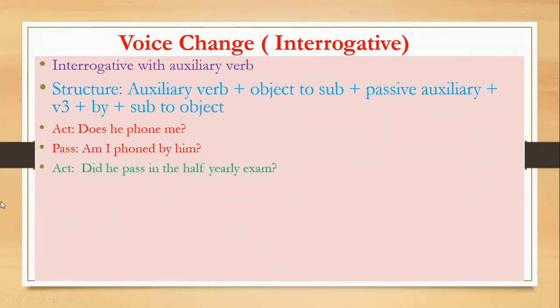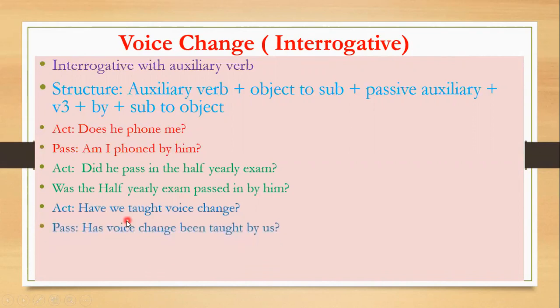Another active voice: Did he pass in the half yearly exam? It's written in past indefinite tense. You know, at the time of past indefinite tense, you should use was or were at the time of voice change. That's why I have taken was, because the object is third person singular. Was the half yearly exam passed by him?